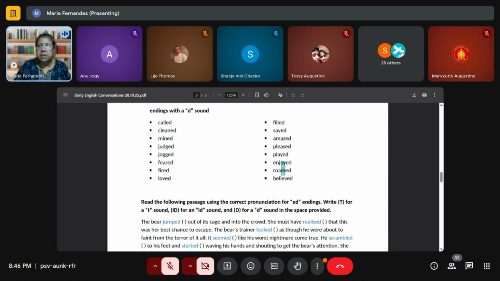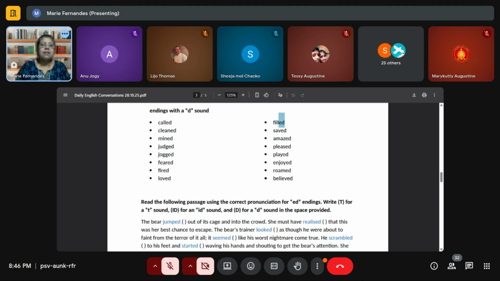Here, roam, take the base word, roam. Ending in a consonant, M, add ed. Here, believe. The E is a vowel, add only D. Here, amaze, the base word is amaze, ending in a vowel, add D. Safe, ending in a vowel, add only D. Here, fill, ending in a consonant, L, add ed. Is everyone following this?